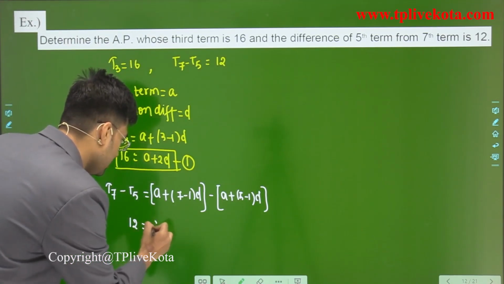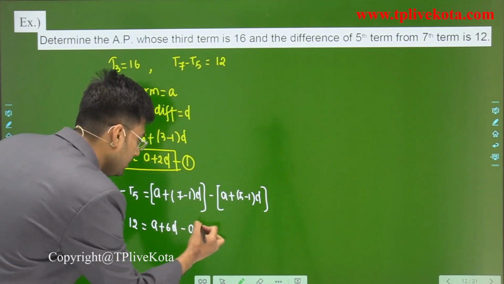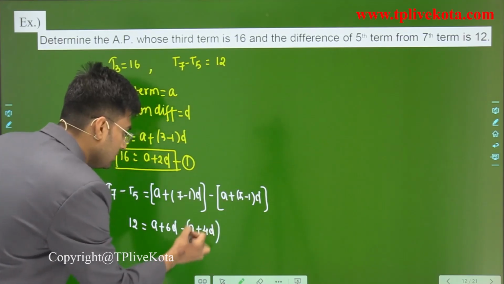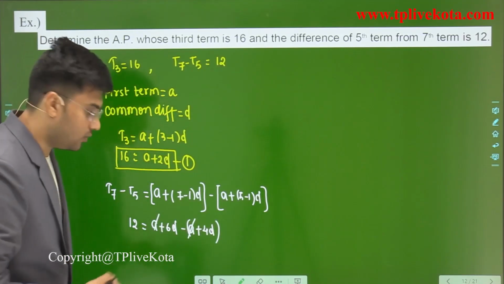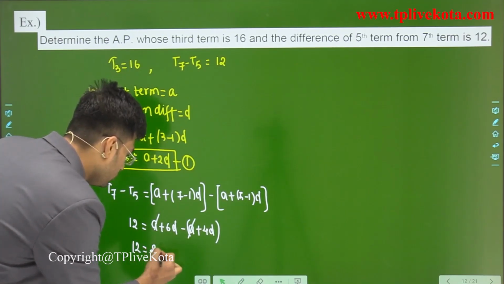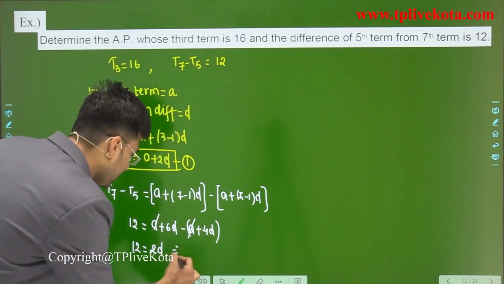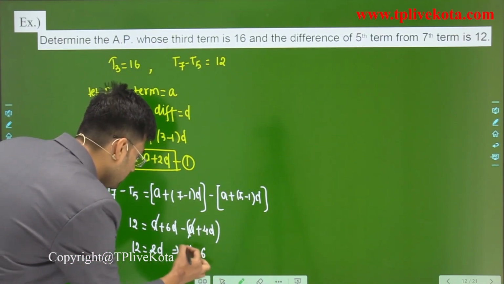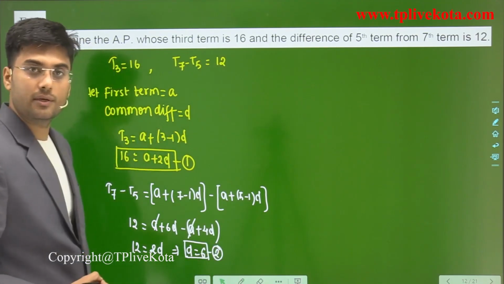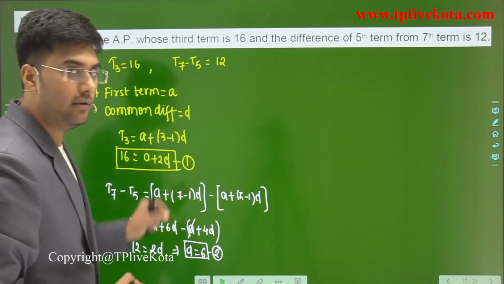So it is a plus 6d minus a plus 4d. So this a and a cancel out here. So what will we get? 12 is equal to 2d. If 12 is equal to 2d, then d is equal to 6. This is the second equation here. Now we can use this d equal to 6 in equation 1.